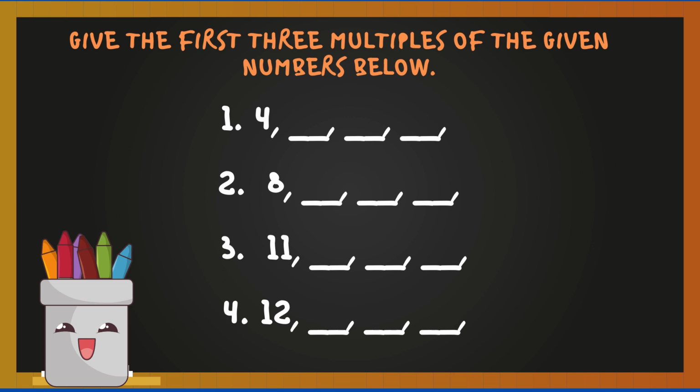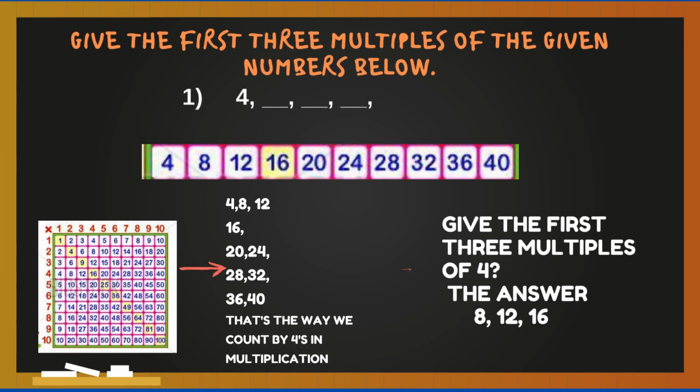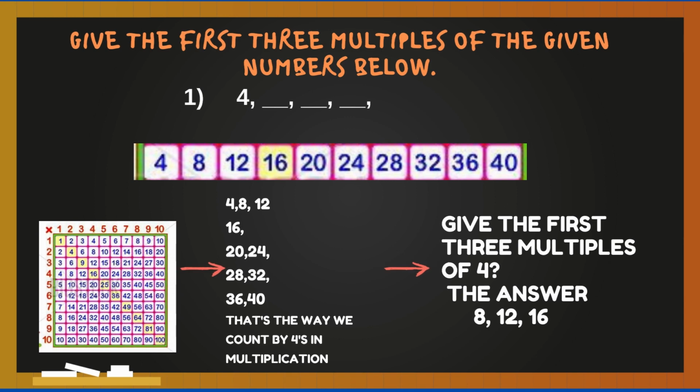Question number 1, multiples of 4. Question number 2, multiples of 8. Question number 3, multiples of 11. Question number 4, multiples of 12. Multiples: a multiple is a number which can be divided by another number without a remainder. For example, 30 divided by 3 is equal to 10. 30 divided by 10 is equal to 3. Give the first three multiples of the given numbers.